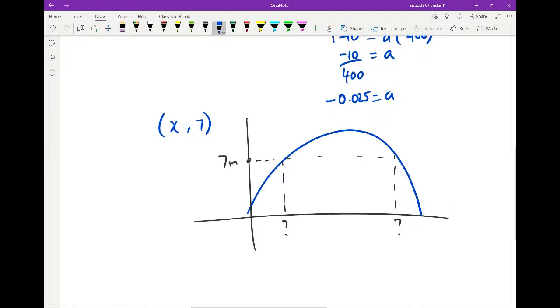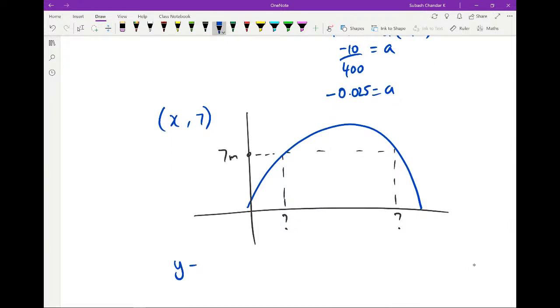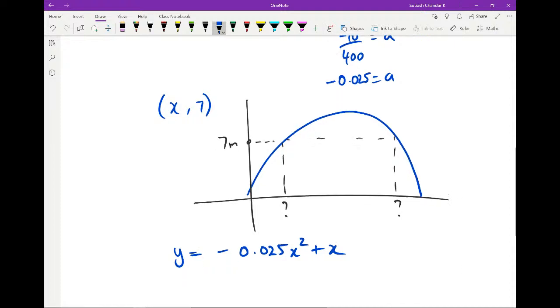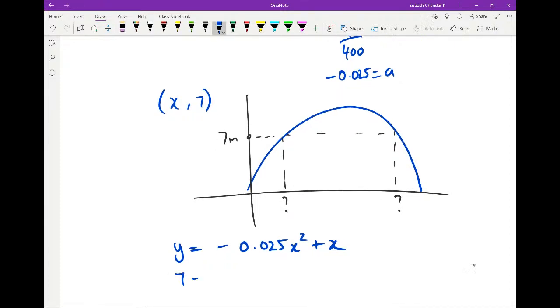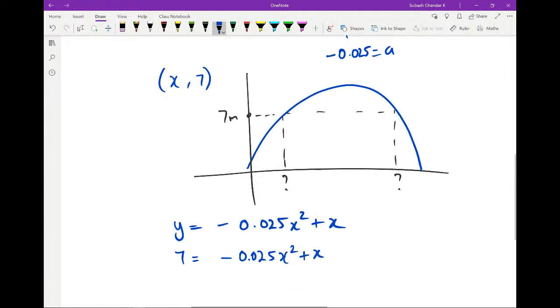So we have our equation. Our equation is y equals negative 0.025 x squared plus x. And what we also know is that y is equal to 7, and we are going to try and find what these two x values are.